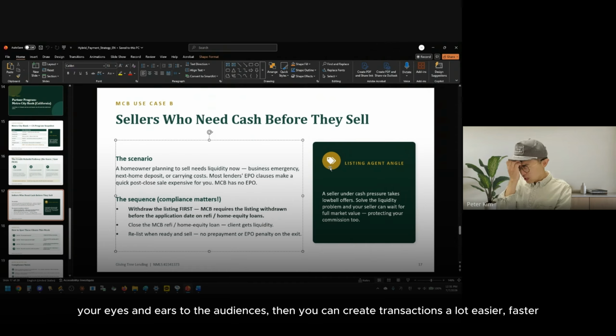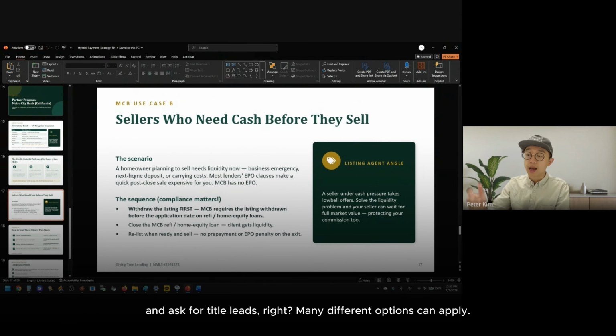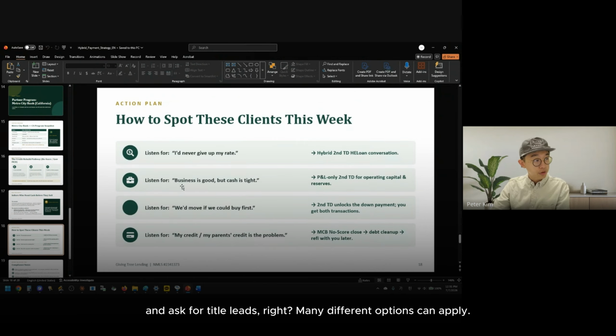When you change your eyes and ears to the audiences, you can create transactions a lot easier and faster than you ever think. All these pre-foreclosure deals, they all work. Contact your title officers and ask for title deeds, right? Many different options can apply.